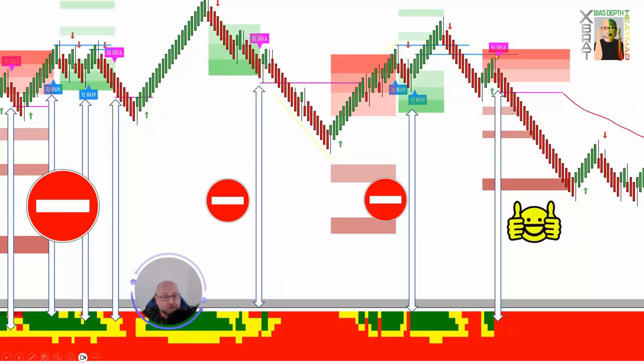We get a pullback into the pullback zones, we get a type 1 sell, all 6 time frames are red, we go short, hit target 1, target 2, target 3, and it continues to go down with the trailing stop on, right there, to make a good profit. So the BIAS Depth heat map is there for confirmation. If you don't get the confirmation, you don't take the trade.